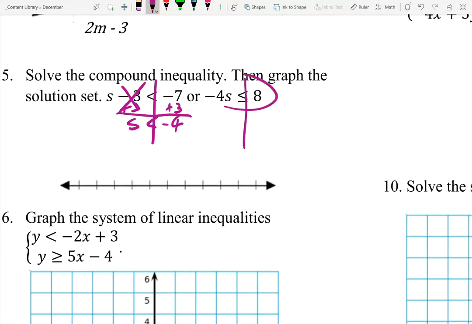The other inequality, we're going to divide by negative 4 to cancel out this negative 4. Now, you do need to remember that if you divide by a negative, that flips the sign around. So s is greater than or equal to negative 2.